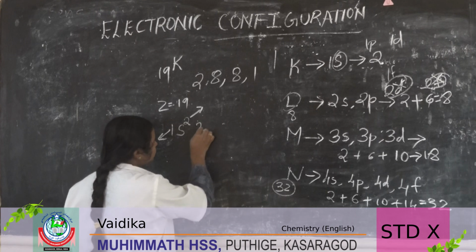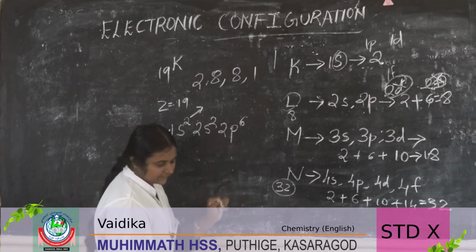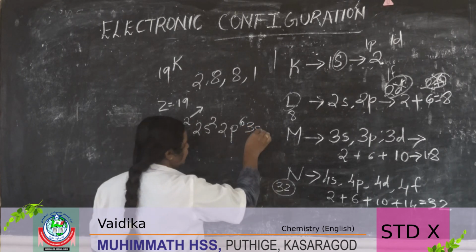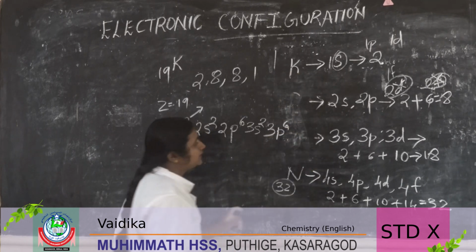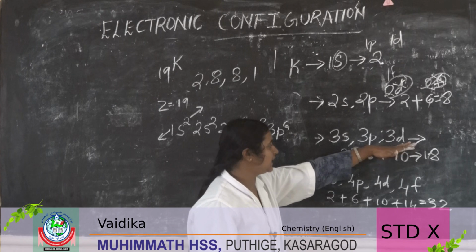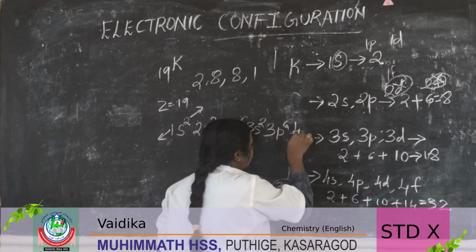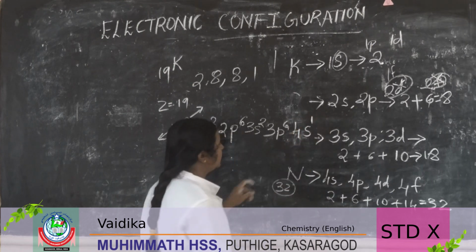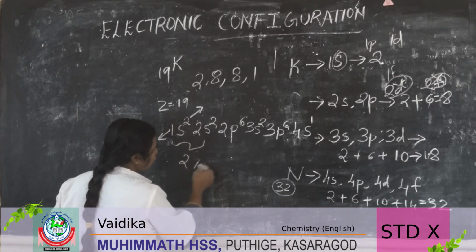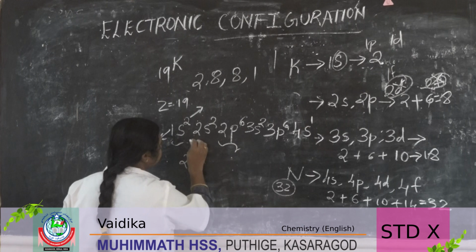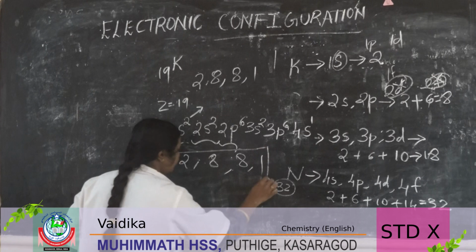So 1s2, 2s2, 2p6. How much now? Only 10, right? Next 3s2, 3p6. After this we cannot write 3d, because the energy of the 3d is higher than 4s. The 4s comes before the 3d, so 4s here. Here will be the electron 1. So when writing shell wise, it will be 2, 8, 8, 1. Now you got the answer for this one, right?